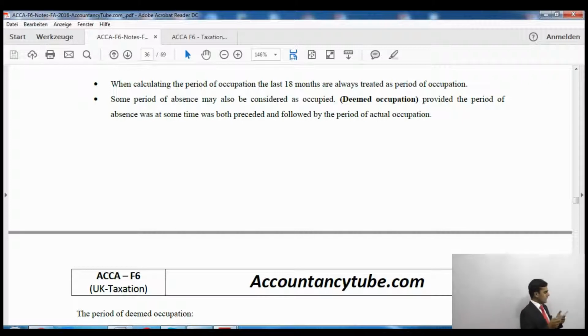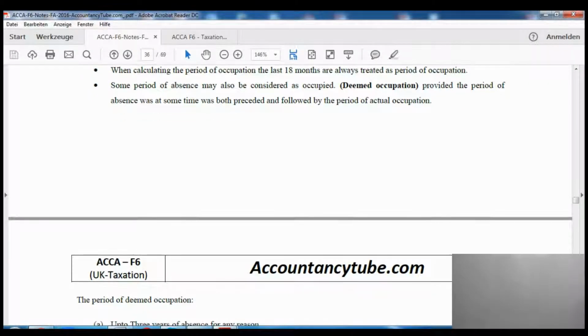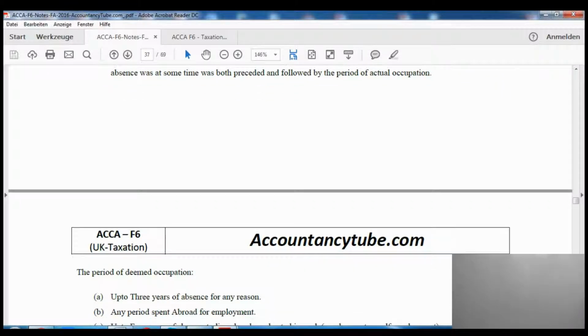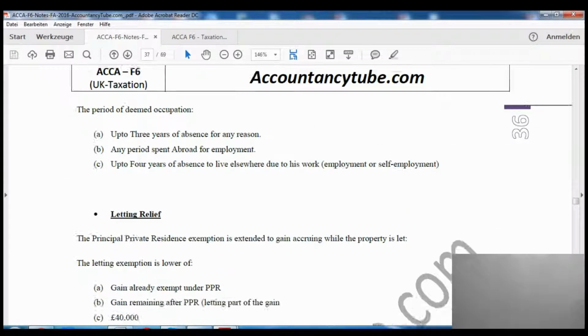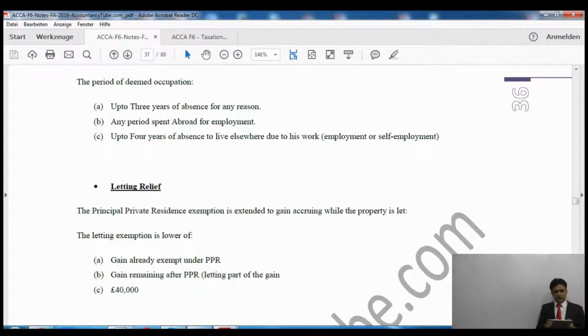Another thing it says, some period of absence may also be considered as occupied, which is a deemed occupation, provided the period of absence was at some time both preceded and followed by the period of actual occupation. So some of the deemed occupations are as follows, as you can see on your page 36. However, these will only apply if we have actually occupied the house before that and after that. Before and after what? After these events.